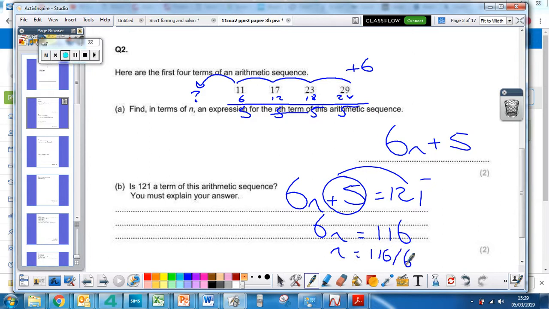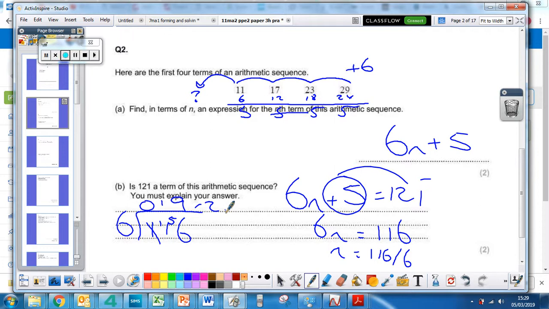Now, if you get a whole number, then that tells you where it is in the sequence. If you don't get a whole number, it's not in the sequence. So 6 into 116. 6 into 1 goes 0. 6 into 11 goes 1, remainder 5. 6 into 56 goes 9. Remainder 2. It does not divide exactly.